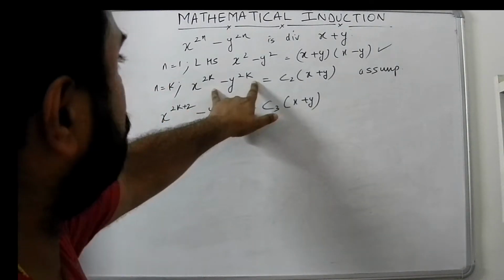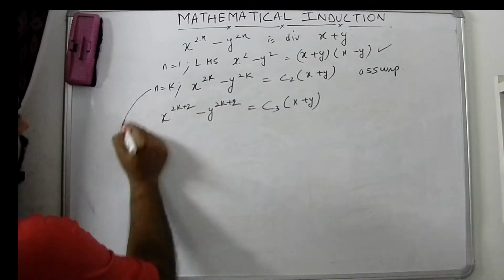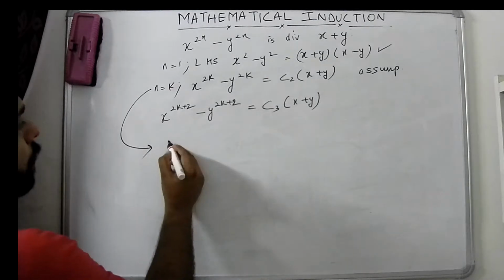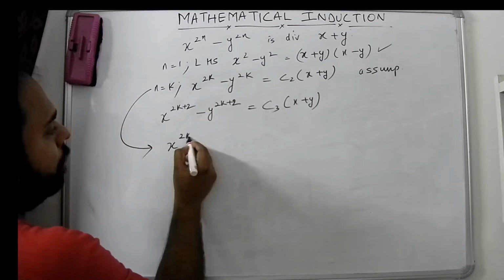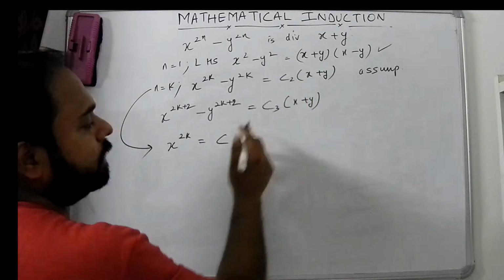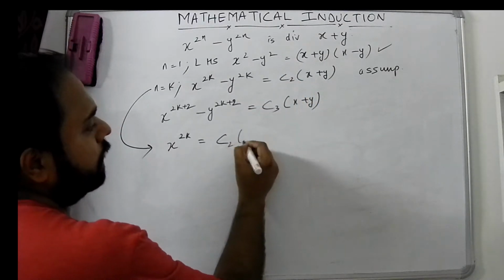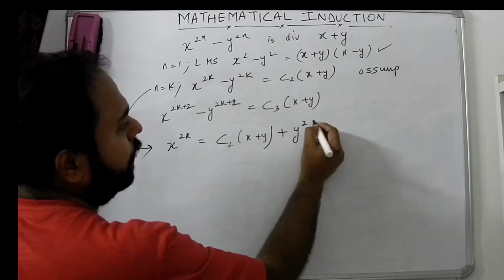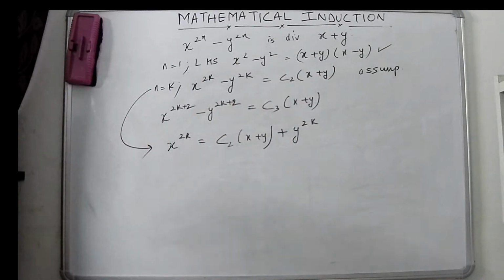Okay, so let's do something. Let's use this equation, right? Let's use this because I have to use this equation and try to prove this thing. So what I do is x to the power 2k is equal to c, I'm still calling it as c, or let's call it c2 times (x plus y) to the power 2k. This is correct. I'm taking just y to the power 2k that side. Now let's try to create this thing. Can I create this thing?